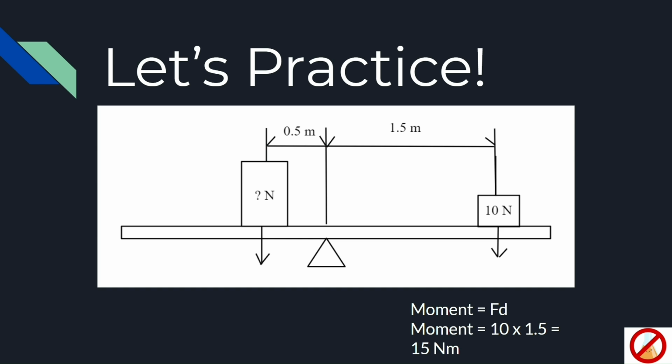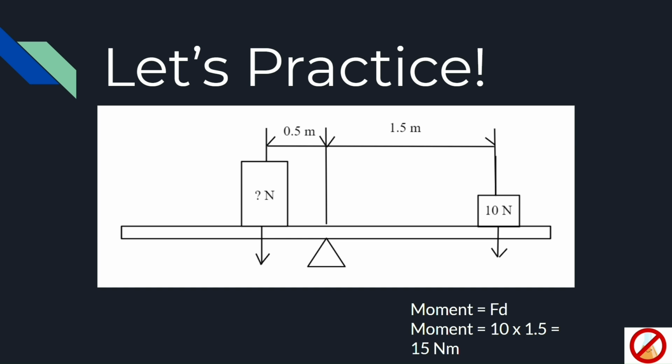So let's calculate the right-hand side moment first, which is the clockwise moment. Moment equals force times distance. Moment equals 10 times 1.5 meters, which equals 15 Newton meters. So we know the clockwise moment is 15 Newton meters. However, how do we work out the left side, which is the anti-clockwise moment? Well, we know this system is in equilibrium, so we can confidently say that the anti-clockwise moment is also 15 Newton meters.